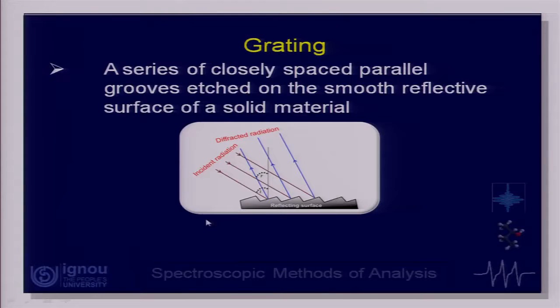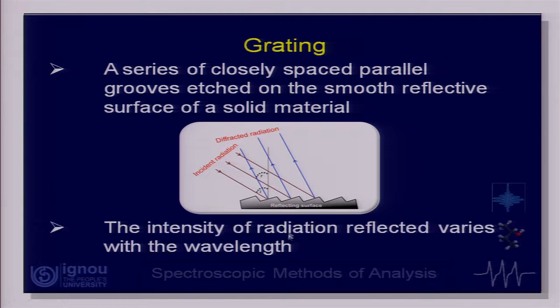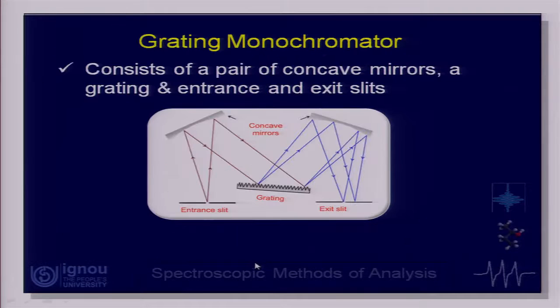The purpose of this grating is that when the radiation falls on it and gets reflected, the intensity of radiation reflected from it depends on the wavelength, and this is what is used in the grating monochromator. Here again, as in the prism monochromator, there are two slits, one an entrance slit and one an exit slit. Then of course, as against lenses, we have concave mirrors in this case, and then of course we have a grating.